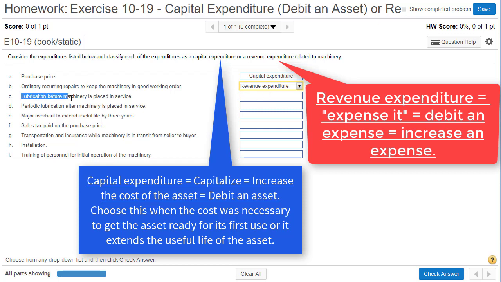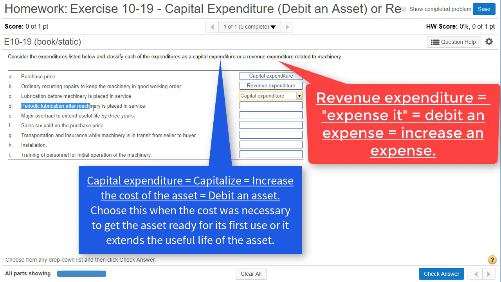And then we've got lubrication before the machinery is placed in service. Now the key word is before. Since this lubrication was needed to get the machinery ready for its first use, that's part of the cost of getting the machinery ready to use in the business. So therefore, that's part of the cost of the machinery, and you're going to debit the machinery account, and that's called a capital expenditure or capitalizing it.